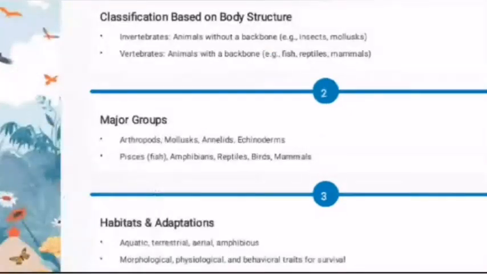Also, they are classified under major groups: arthropods, molluscs, annelids, echinoderms, then pisces, amphibians, reptiles, birds, and mammals. The first group is what? Invertebrate. The second group, the pisces, amphibians, reptiles, birds, and mammals, are vertebrates. So arthropods, molluscs, annelids, echinoderms, they don't have a backbone. The pisces, also called fishes, amphibians, reptiles, birds, and mammals, they have what? Backbone.